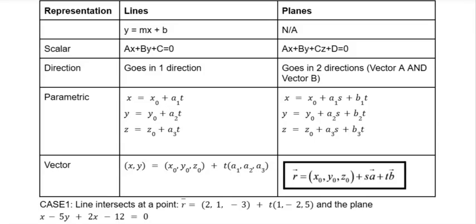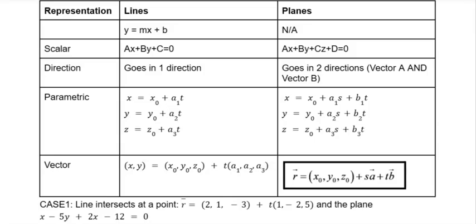We can have a scalar representation, which we talked about in the last class. And a scalar representation of the line or a plane is useful because from that we can easily determine the normal, which is the direction vector perpendicular to the line or the plane that we're talking about. A line will only go in one direction, so we're only going to have one direction vector. And a plane has two direction vectors, vector A and vector B.